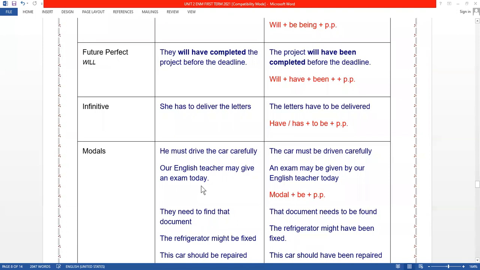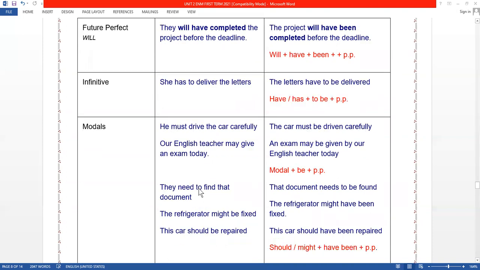Modals. He must drive the car carefully. The car must be driven carefully. Our English teacher may give an exam today. An exam may be given by our teacher today. So the rule is the modal must or may or can plus be plus past participle.